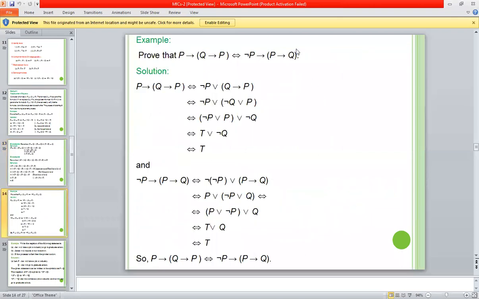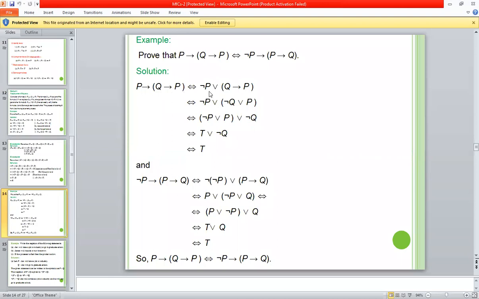Next problem. Prove that P implication (Q implication P) is equivalent to negation P implication (P implication Q). So the LHS of the given statement, P implication (Q implication P), is of the form P implication Q.